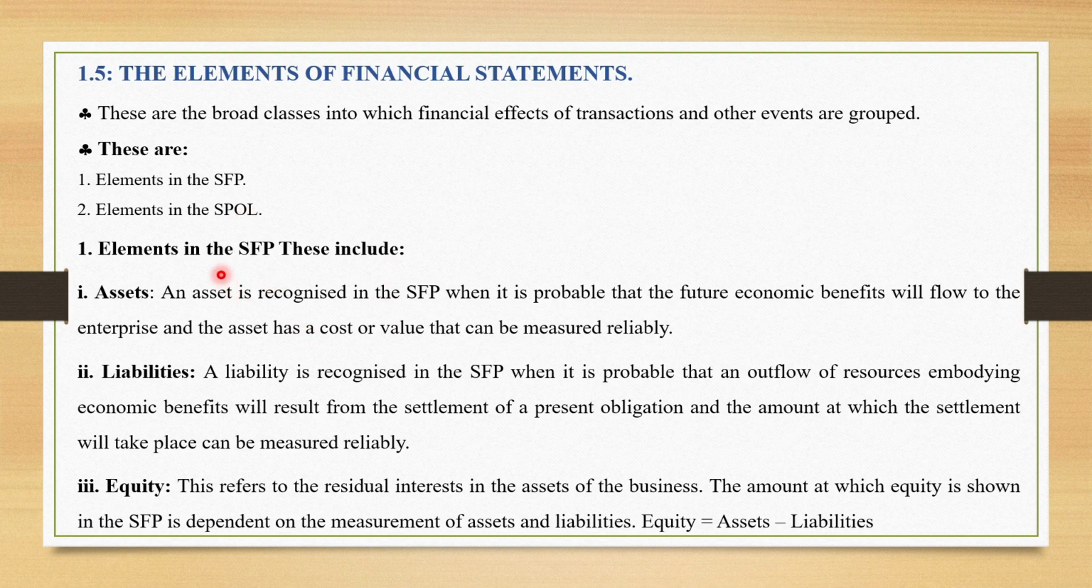So when it comes to liability, a liability is also recognized in the statement of financial position where it is probable that an outflow of resources embodying economic benefits will result from a present obligation, and the amount at which the settlement will take place can be measured reliably. So in simple terms, I can say that it is also the present obligation of an entity to transfer an economic resource as a result of a past event.